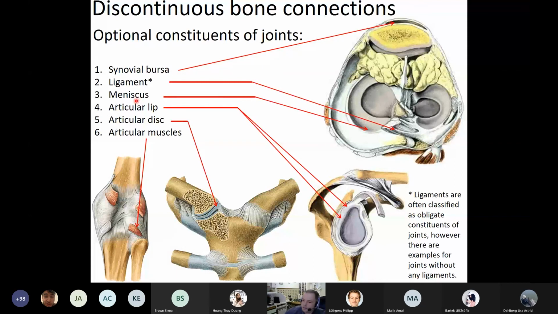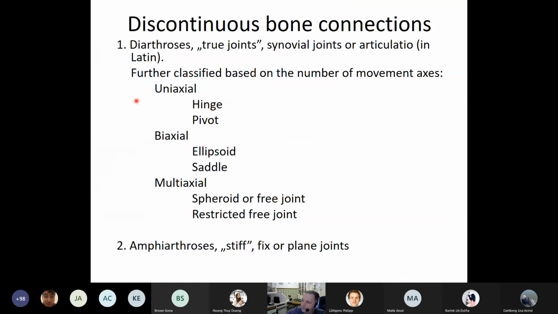I gave some examples, and when you study the joints one by one in class, you will get several examples for these, and your teacher, your professor, will always refer back to what group or what kind of part of the joint it is, whether it's an optional one or an obligatory one. You will classify them several times, but please keep this in mind. Okay, and now I go to the classification of the discontinuous bone connections.